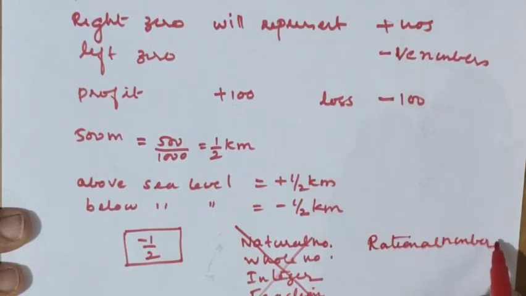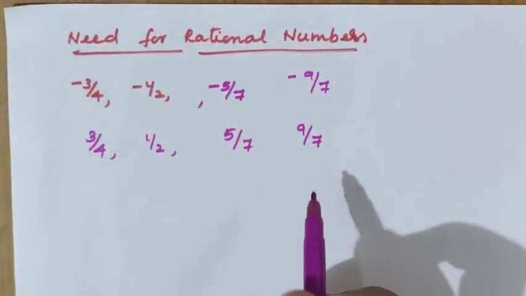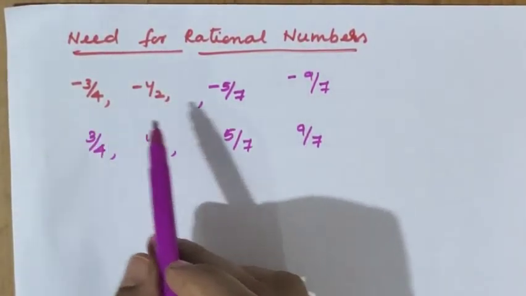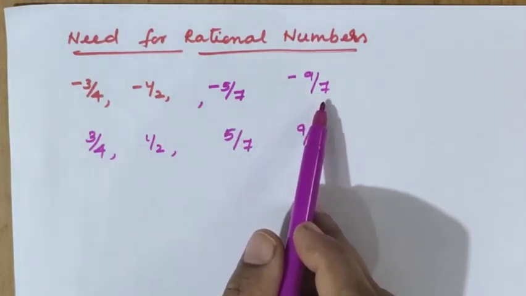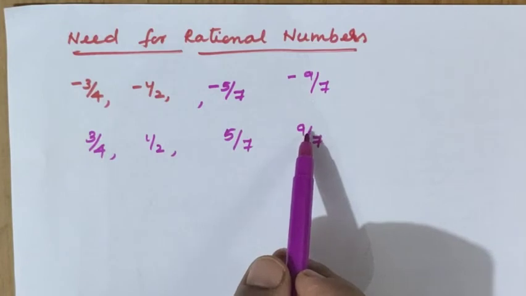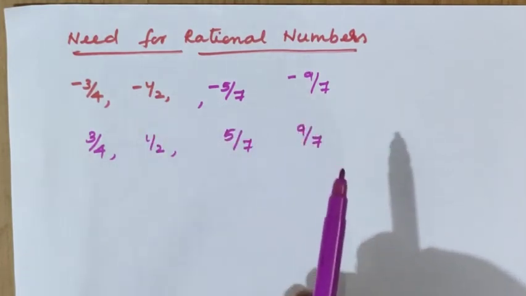Which group are we going to study? Rational numbers. There are situations where we need rational numbers also. So minus 3 by 4, minus 1 by 2, minus 5 by 7, minus 9 by 7. These numbers also exist on the number line only. So these types of numbers are called rational numbers.